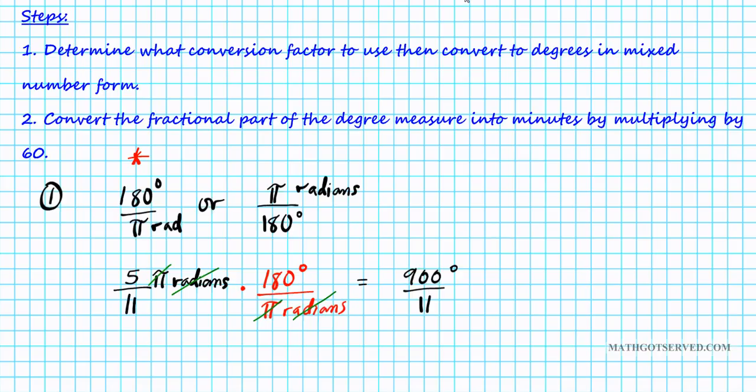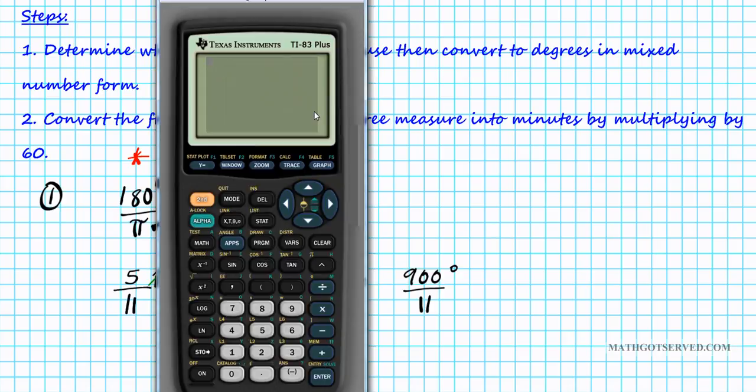Now let's go ahead and express this in decimal form, and then we'll write it in degrees and minutes. So we have 900 divided by 11. We have 81.81 repeating. Okay, so here this is approximately 81.8181, and that pattern just keeps repeating.